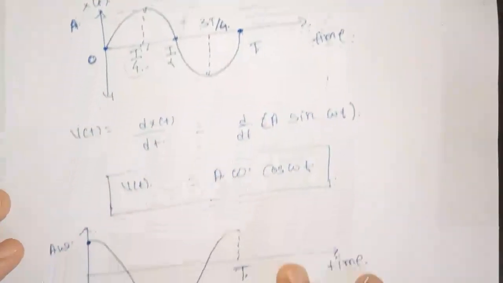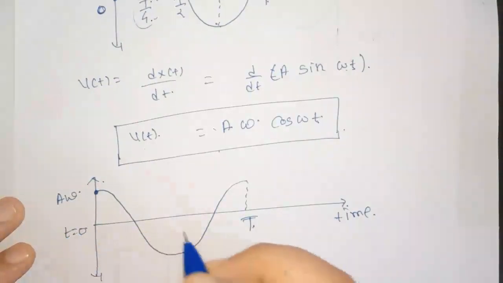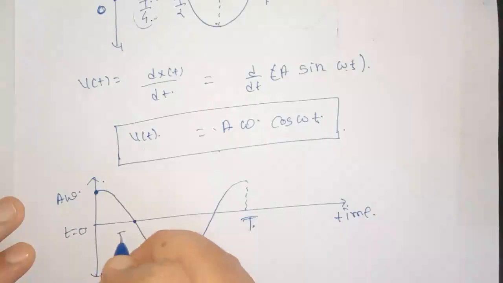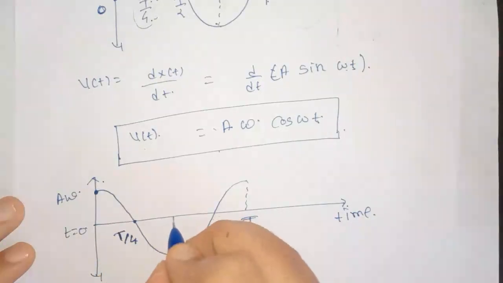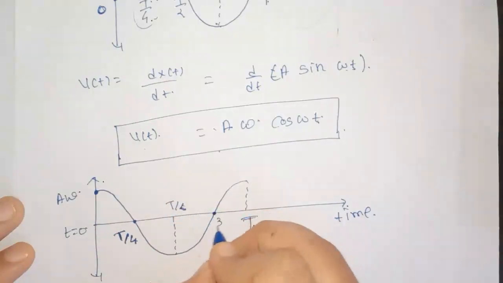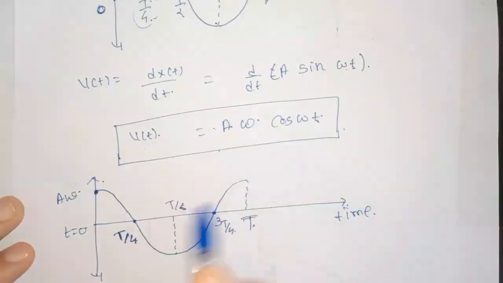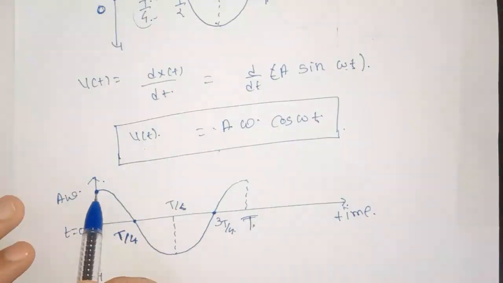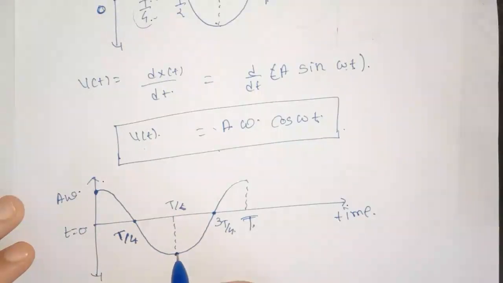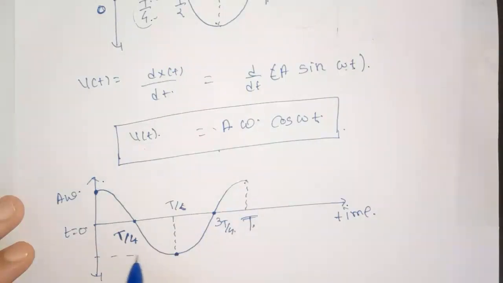While the velocity is maximum first at t equals 0. This time will be T by 4. This time will be T by 2. This time will be 3T by 4 and this time will be time period T. So the velocity is maximum in magnitude at t equals 0, t equals T by 2 and t equals capital T.